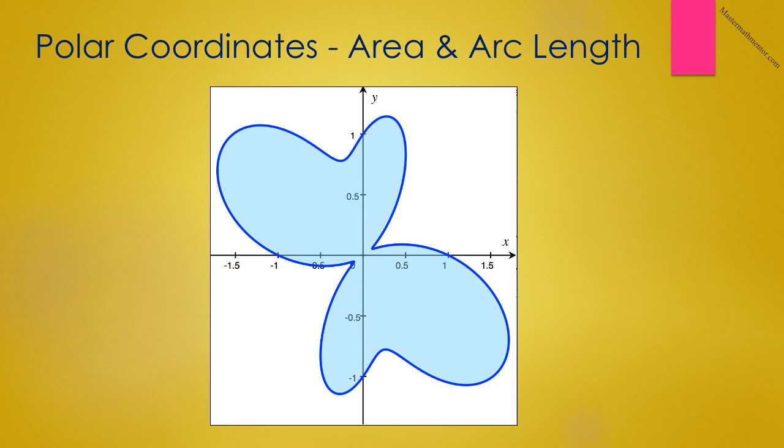This track is based upon a polar curve. How would we even go about trying to find the length of the racetrack as well as the area that it encompasses? By the end of this lesson, we shall be able to do so.